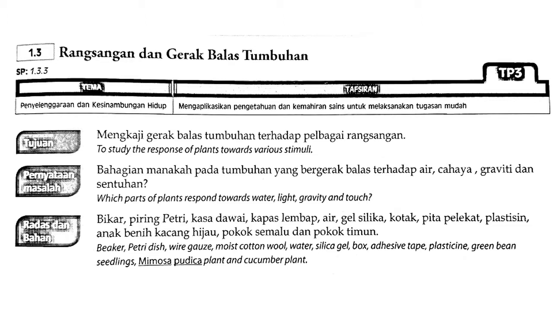Apparatus: beaker, Petri dish, wire gauze, moist cotton wool, water, silica gel, box, adhesive tape, plasticine, green bean seedlings, mimosa pudica plant and cucumber plant.